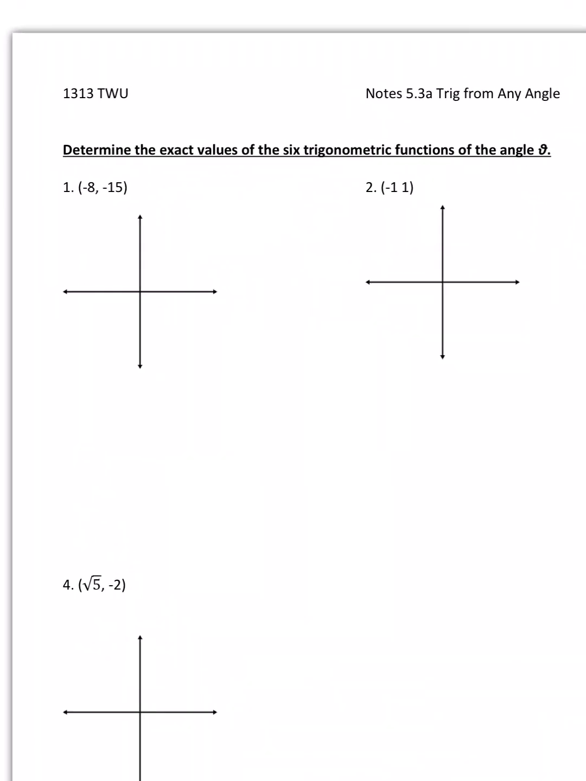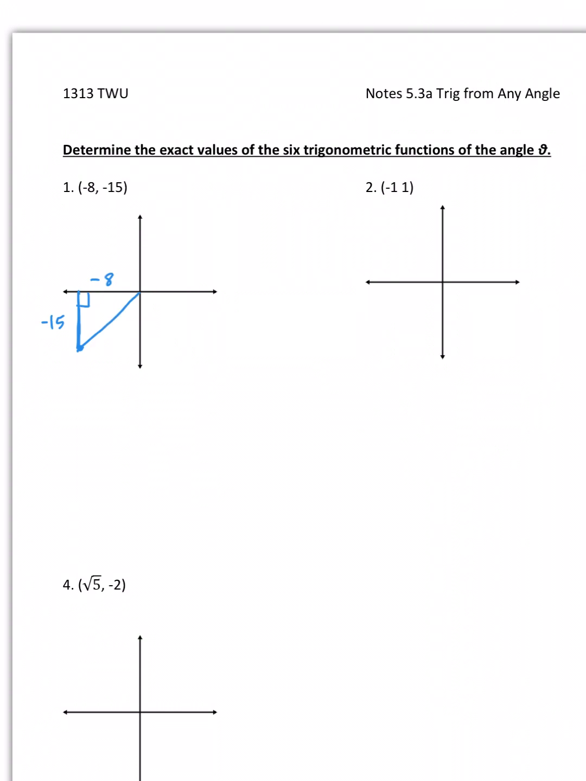First one says at -8, -15. So that's a point down here in quadrant 3, where it's -8 over and -15 down, right? So what we're going to do is draw that vertical line in, and we're going to make a right angle with the x-axis, always with the x-axis. And then we're going to draw a diagonal to the origin.